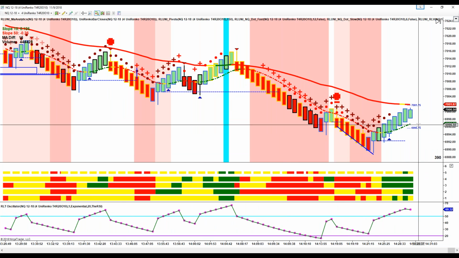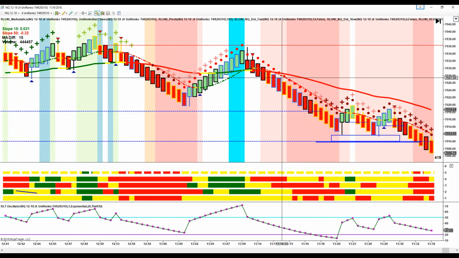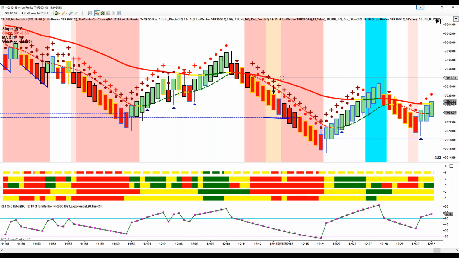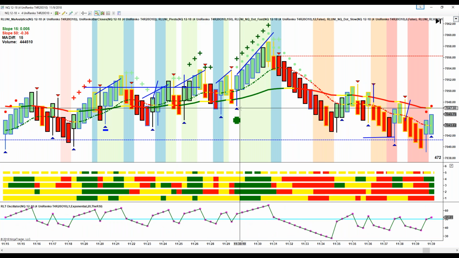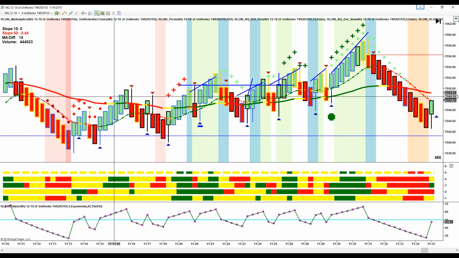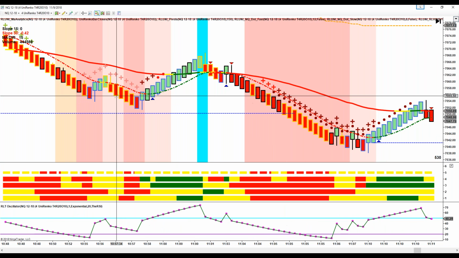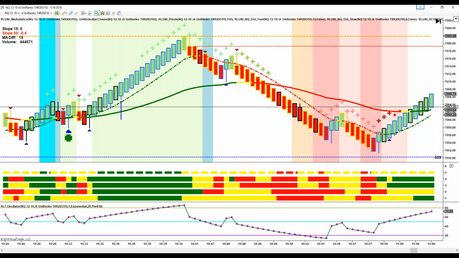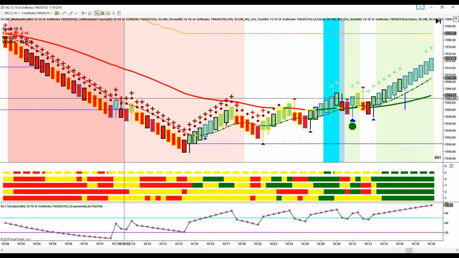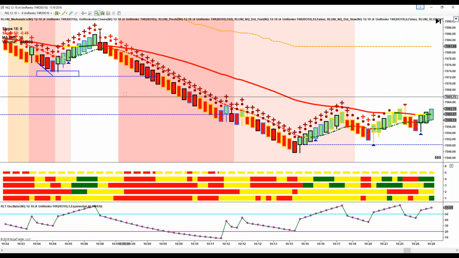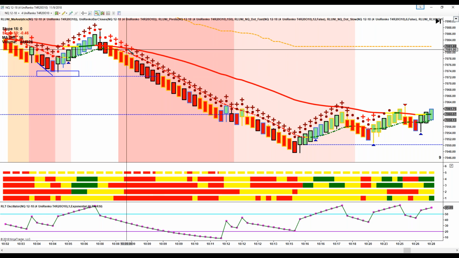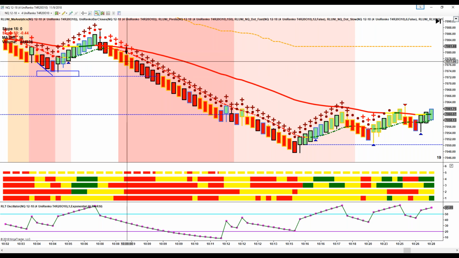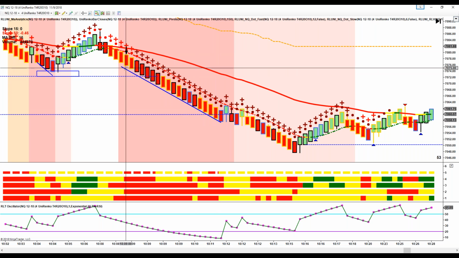And here's the end. So there was 1, 2, 3, 4. All of these are censored. 5. All these losers gone. This is an entry I missed right here. See the wick here? Right there. That's a valid entry.